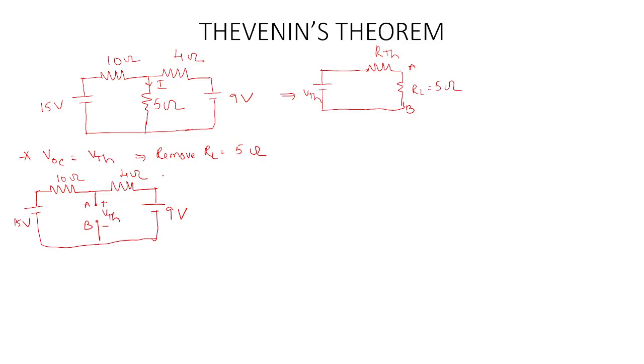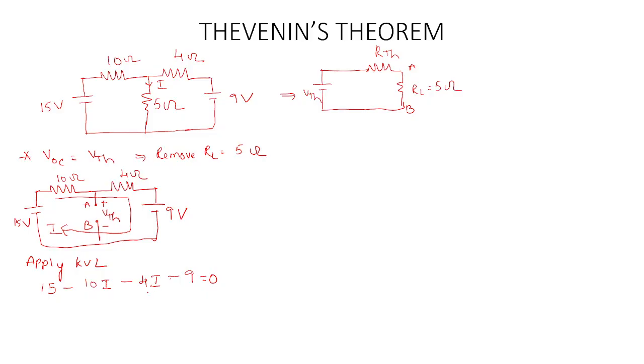right. So now apply KVL, Kirchhoff's voltage law. So assume that the current flowing through the circuit is I, then applying the KVL. So when current starts flowing in the circuit, minus to plus, it is a rise. So 15 minus, drop in the resistance is 10I minus 4I. So current is flowing in this direction, plus to minus, it is a drop. So minus 9 is equal to 0.